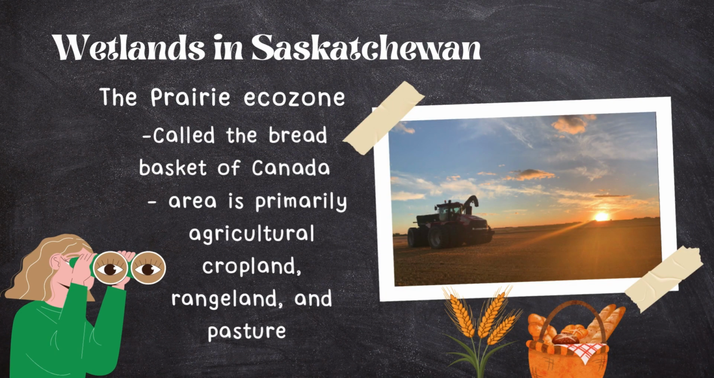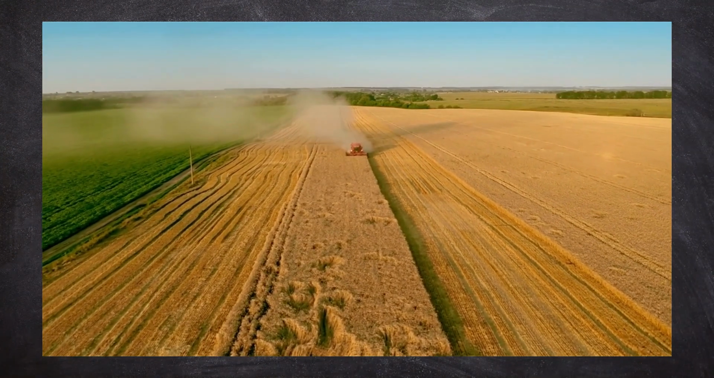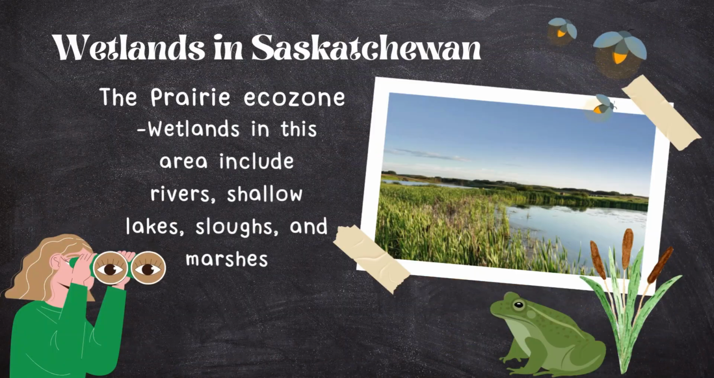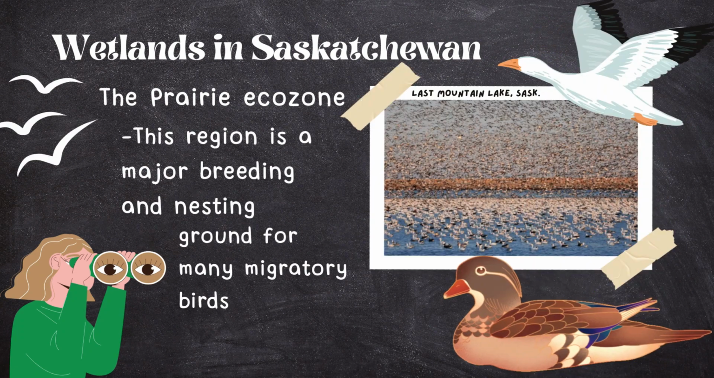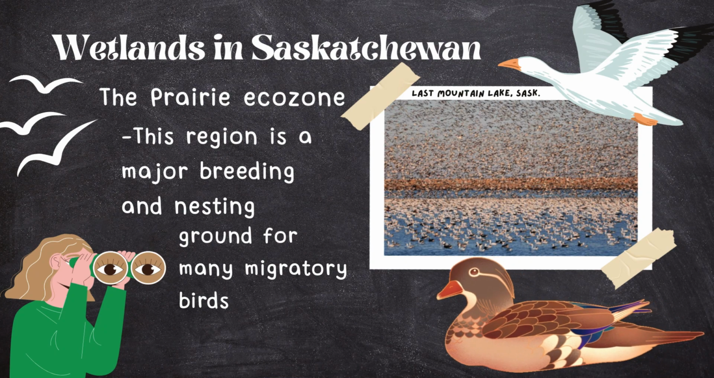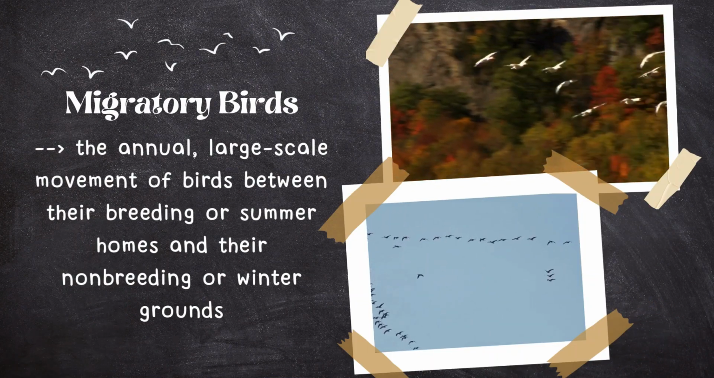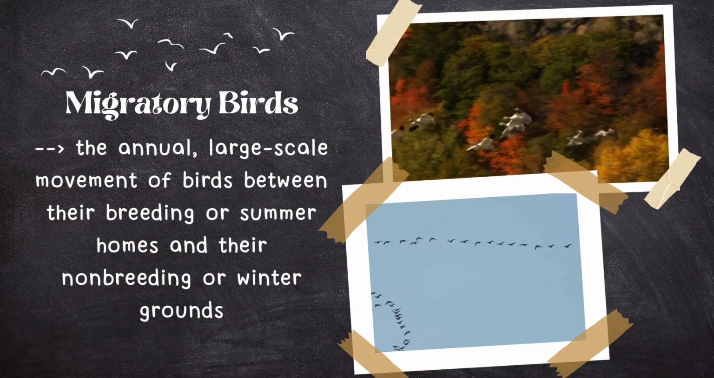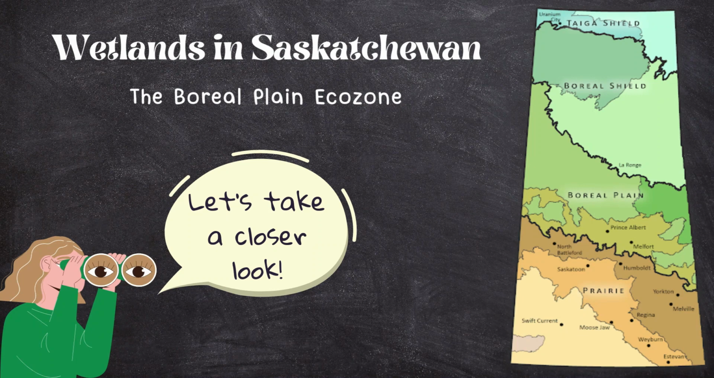The Prairie Ecozone is also called the breadbasket of Canada because there are so many farms here. These farms are so important because they grow a lot of the food that we eat here and around the world. The Prairie Ecozone also has many wetlands, like lakes, rivers, sloughs, and marshes. This ecozone provides critical nesting grounds for lots of migratory birds. Remember, migratory birds are birds that leave an area and move to another one, typically when the seasons or temperature start to change.